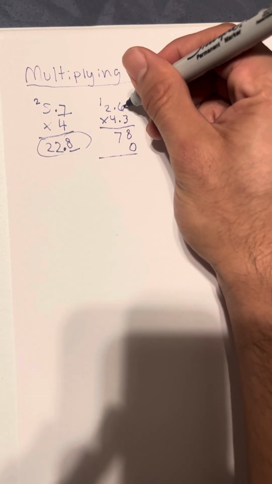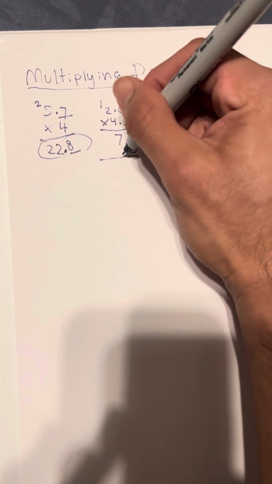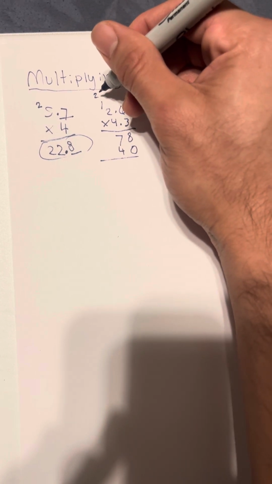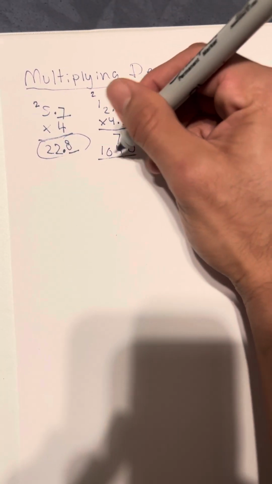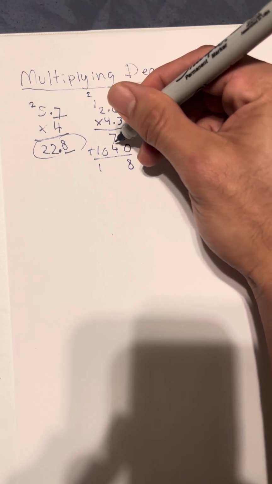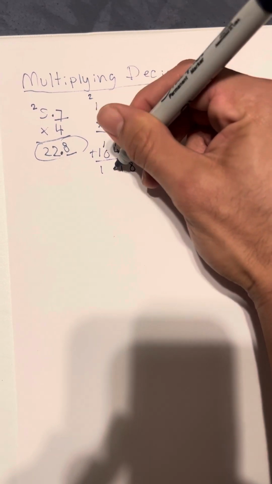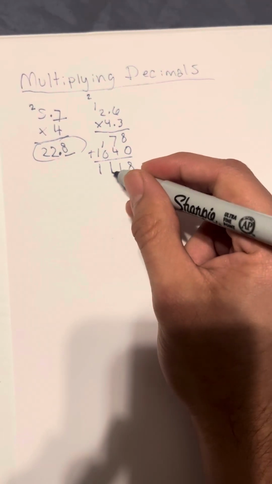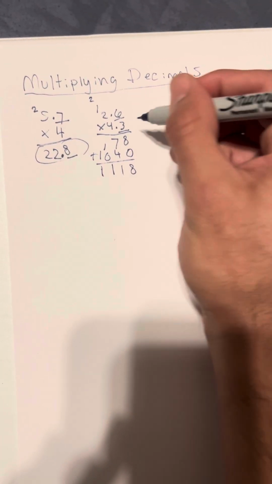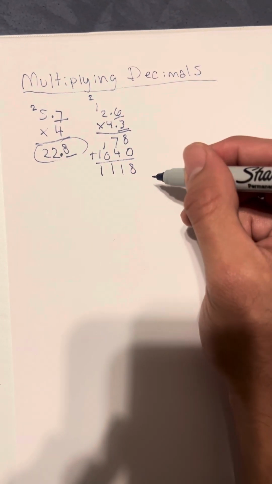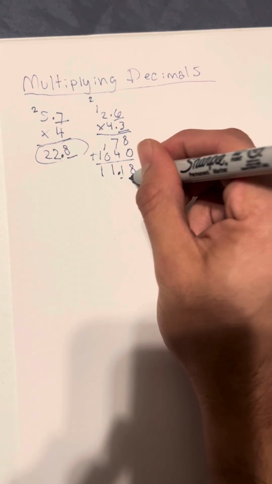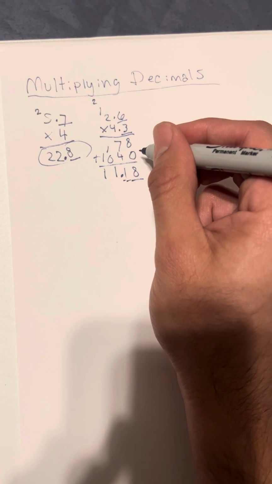Then 4 times 6 is 24, carry the 2. 4 times 2 is 8, plus 2 is 10. Then we add this up. It equals 8 plus 0, 7 plus 4 is 11. It goes out to 1,118. But now we see that there's 2 numbers to the right of the decimal place. So that means we're going to have 2 numbers to the right of our decimal place. 1, 2. And the answer is 11.18.